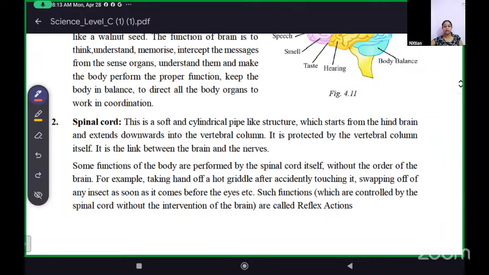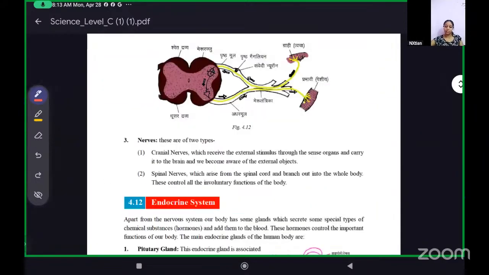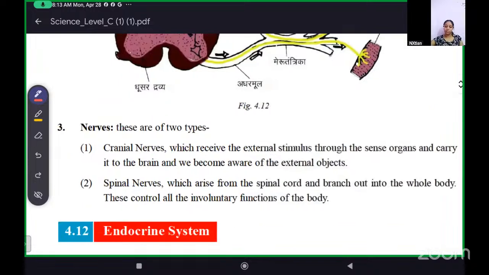A question can be asked collectively. If the question says explain the nervous system in detail, you have to explain all three components in detail. A question can be asked to explain the spinal cord and how reflex action takes place, so you have to explain what the spinal cord is and how reflex action happens. Then a question can be asked on the two types of nerves, or to differentiate between them. So prepare all of them together and separately.